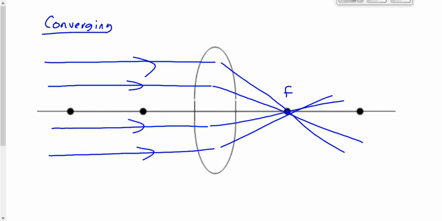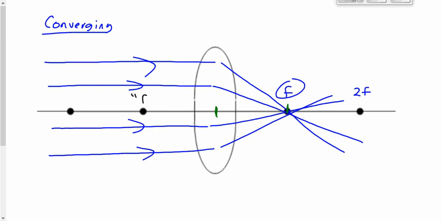Now, this dot over here, we're going to label 2F. That doesn't really have any optical significance in terms of rays of light going through it. It just kind of acts as a spacer for us when we go to draw our ray diagrams in a few minutes. F is the important part. That's where rays that are parallel converge. But 2F is twice the focal length, or in other words, twice the distance from the center of the lens to the focal point.